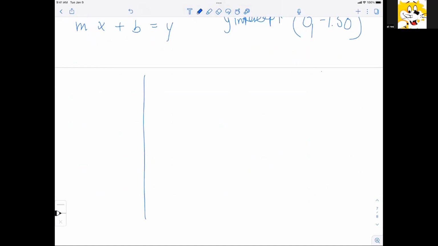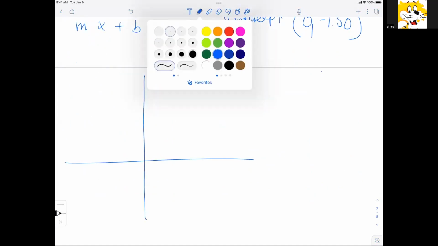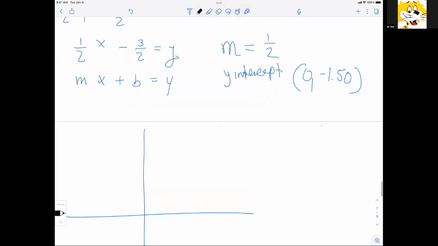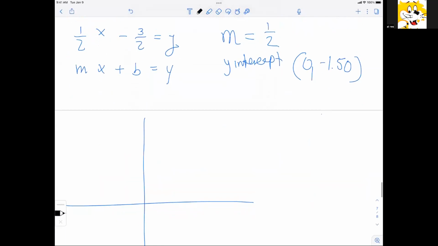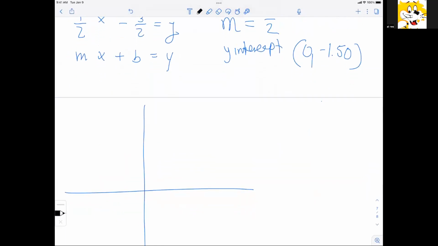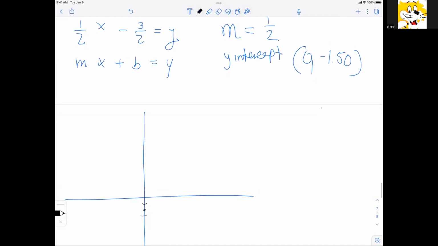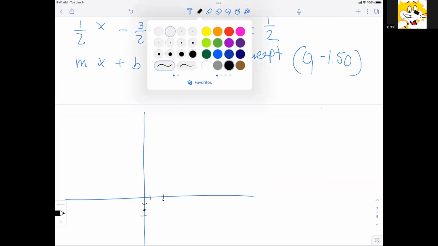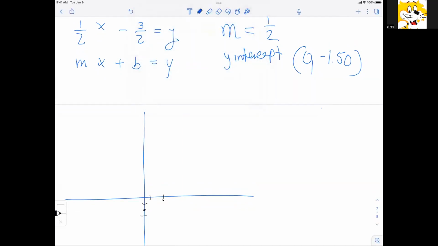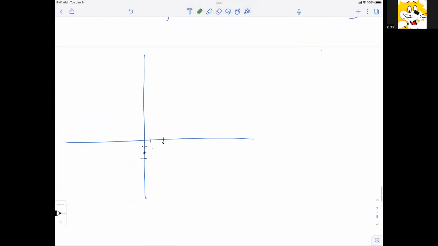Well, I'm going to show you right now. I'm going to go to my y-intercept, which is 0, negative 1.5. So this is 1, this is 2, this is 1.5. And I have a positive slope of 1 over 2. So I'm going to be here. So how do I draw that? Well, I'm going to draw it this way.